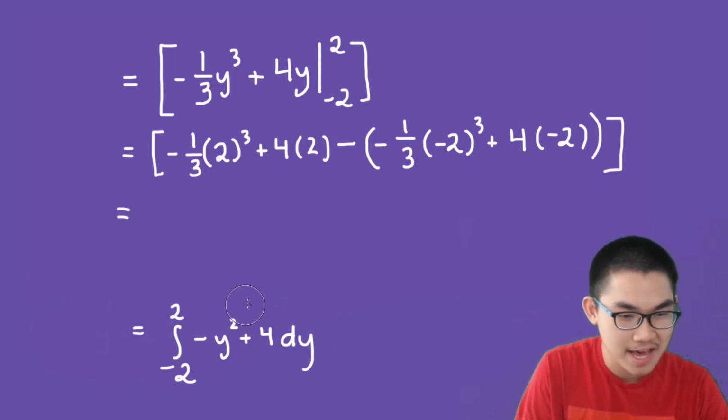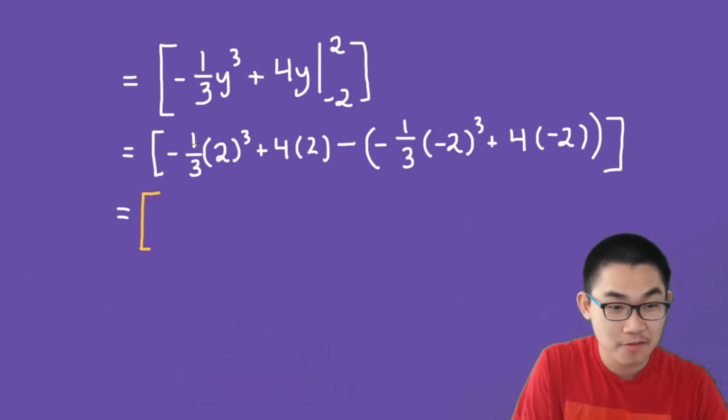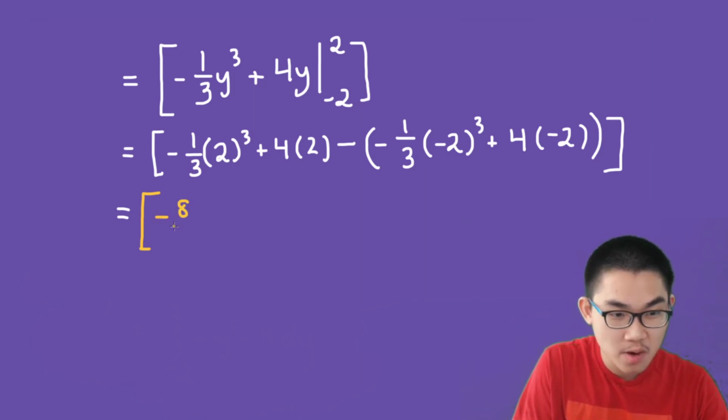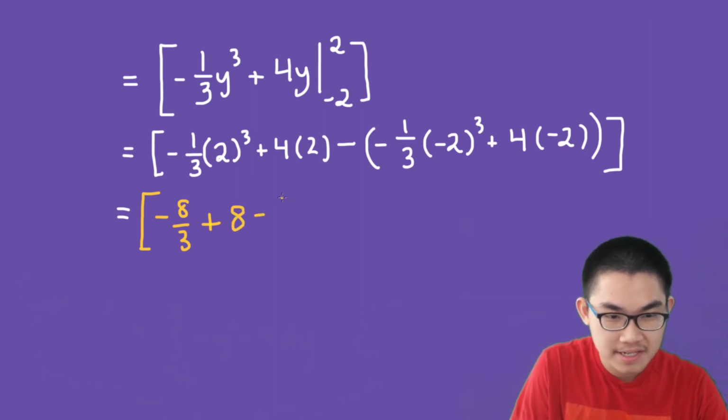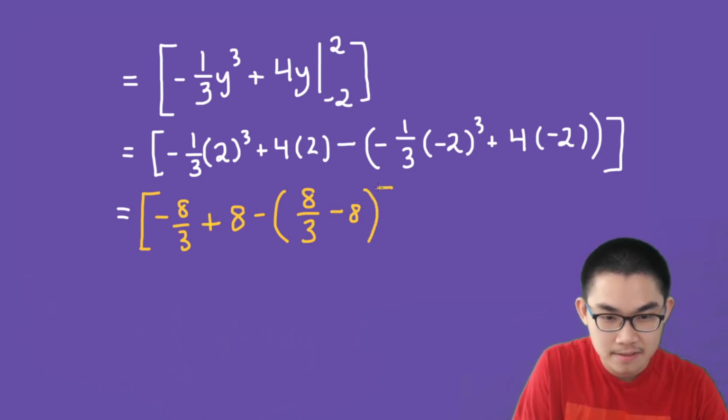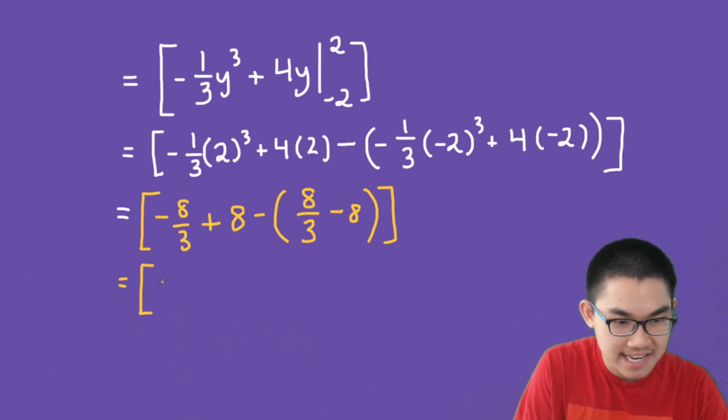So let's solve this together. Negative 1 over 3 times 2 to the power of 3 is going to be 8. So we have negative 8 over 3. 4 times 2 is going to be 8 minus negative 1 over 3 times negative 2 to the power of 3, the same as negative 1 over 3 times negative 8. And for this one, 4 times negative 2 is going to be negative 8. So again, negative 8 over 3 plus 8 minus negative 8 over 3 plus 8.